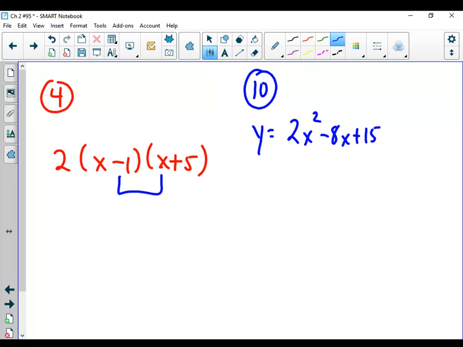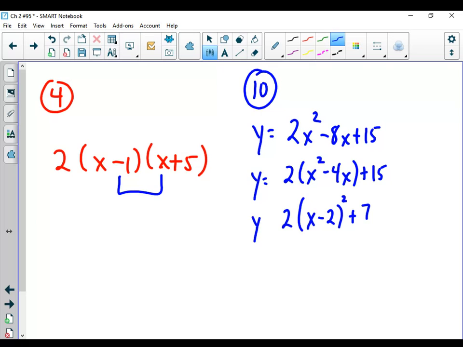So we talked about pulling, in this case, the 2 out of the first 2 terms. Then we started completing the square. So we took half of the -4. Well, when I do that, 2 squared is really 4. I turn around and multiply that by 2. So now I'm up to 8. But I wanted to be at 15, so I had to add 7. So that would have been graphic form, which means our vertex would have been at the point (2, 7). So a little bit of confusion on that one.